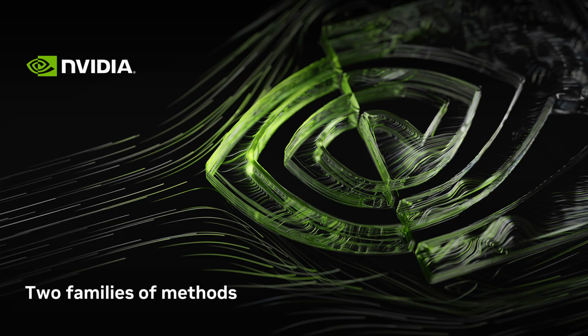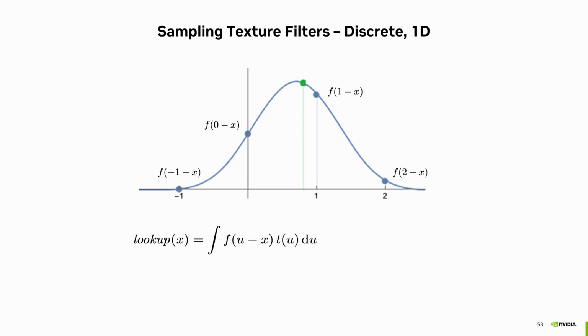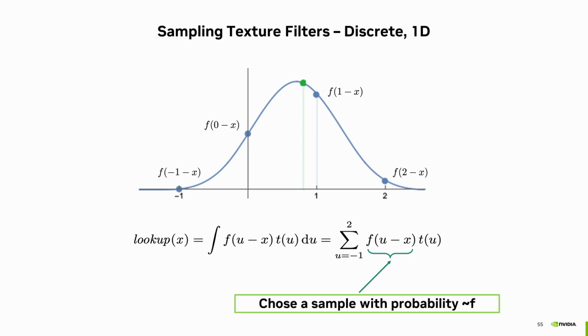Let's have a look now at two separate families of methods we propose to evaluate those filters. The first of those families of methods works in the discrete domain. The continuous integral of the product of the filter and the texture values corresponds to a discrete sum because texture values are defined only at singular points of Dirac deltas. We have a sum of a set of discrete values, and we can pick one sample with probability proportional to the filter value. Since all weights of valid filters sum to 1, this is already a valid discrete PMF.